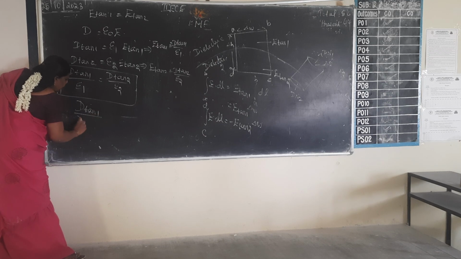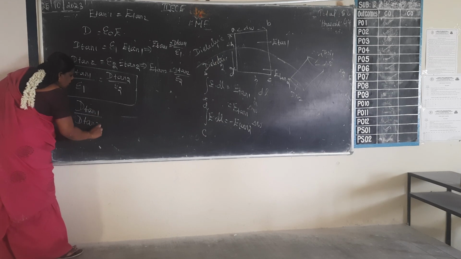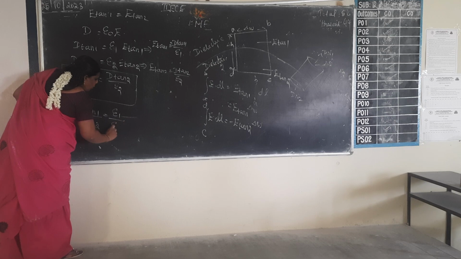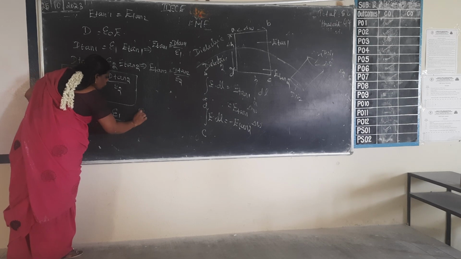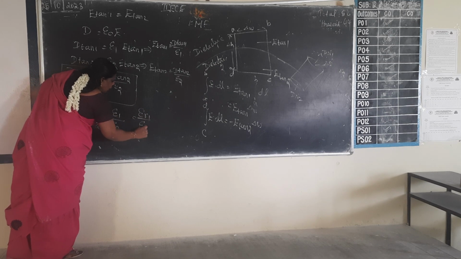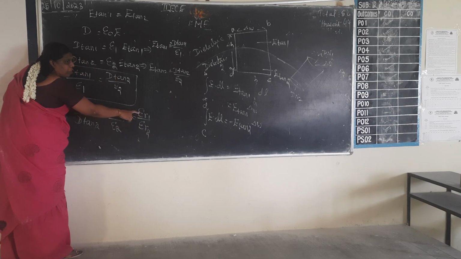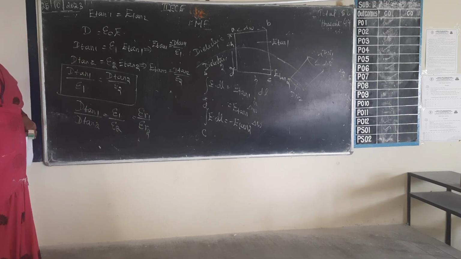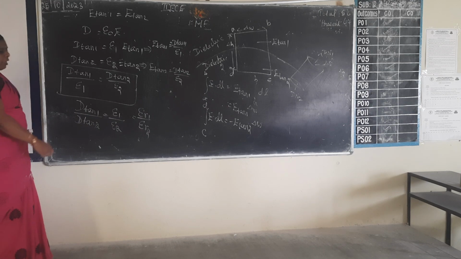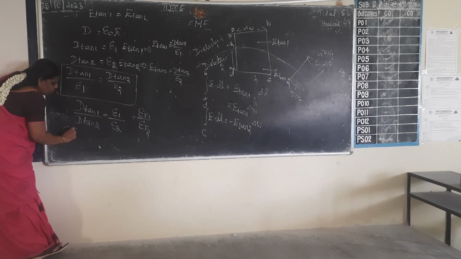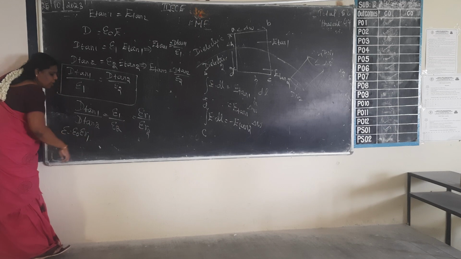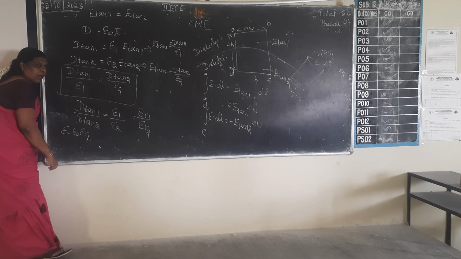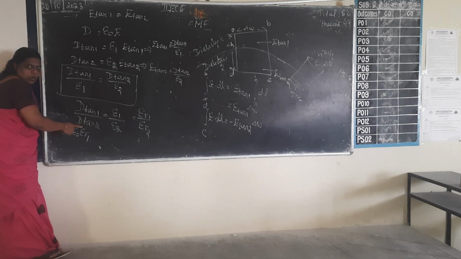D tan 1 by D tan 2 is equal to epsilon 1 by epsilon 2, that is equal to epsilon r1 divided by epsilon r2. Relative permittivity of the first medium divided by the relative permittivity of the second medium. That can also be done. Why? Epsilon can be written as epsilon is equal to epsilon naught into epsilon r. Am I right? Okay, this is the final.